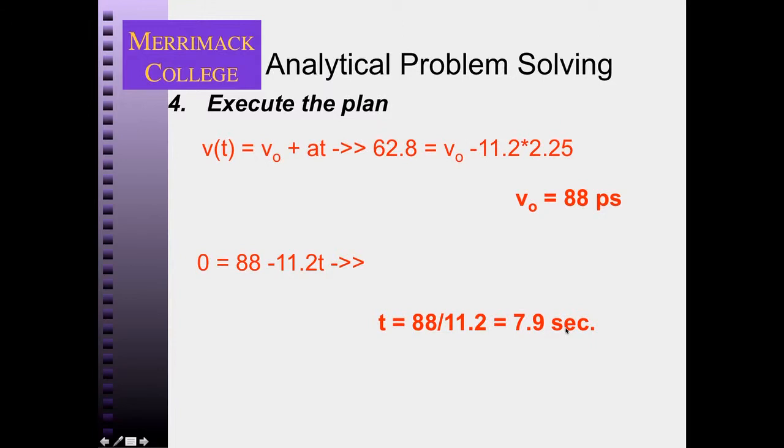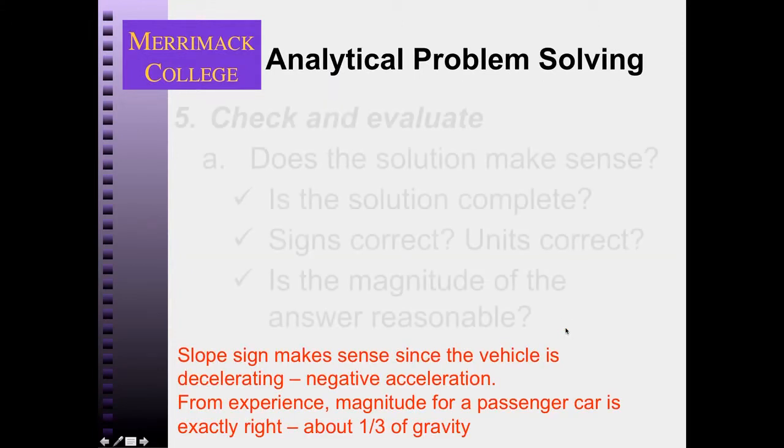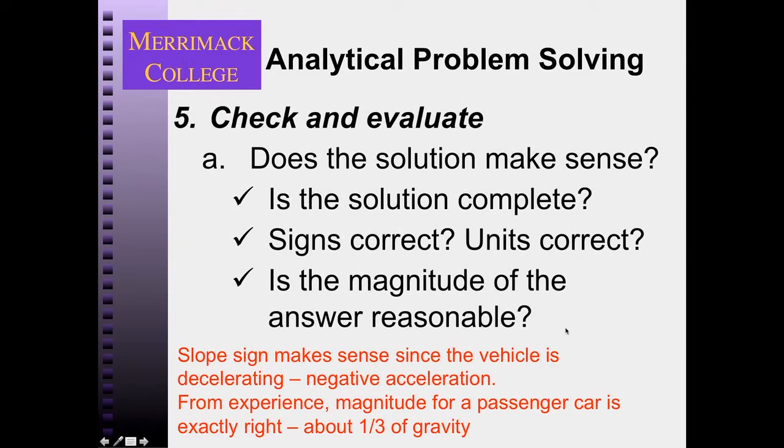So that's the solution. Now, I can look at the slope, and it makes sense because it's negative acceleration, right? We're braking, so we're slowing down. And I know from experience the magnitude of this deceleration rate makes sense. It's a third of gravity. If you came out with 200,000 feet per second squared, you'd know there's probably something wrong, right? So this is a reasonable number.